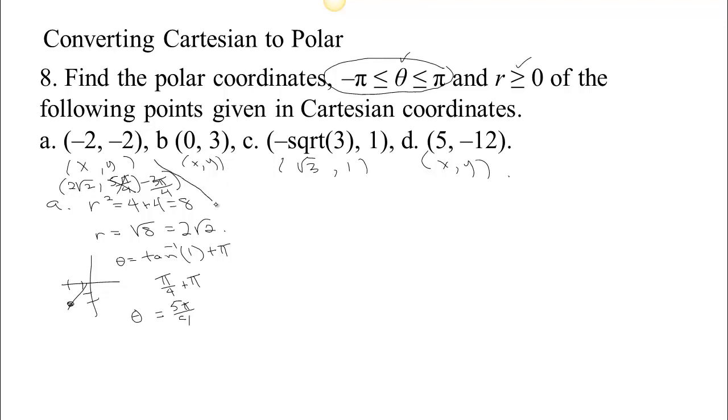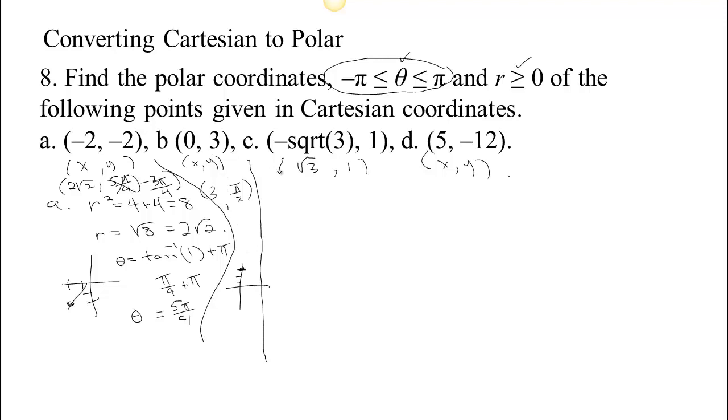Let's look at B here. So, since we're walking 0, 3, right, we're just going straight up, we can see that obviously the angle needs to be pi halves, and the r value is 3 as well. So in polar, this is 3, pi halves. That satisfies both conditions, so we've got it.